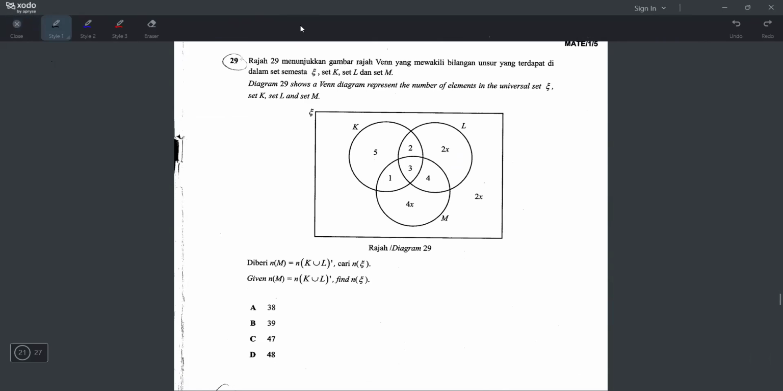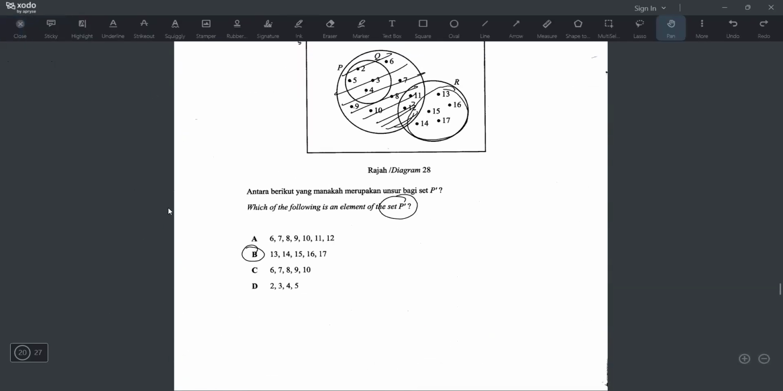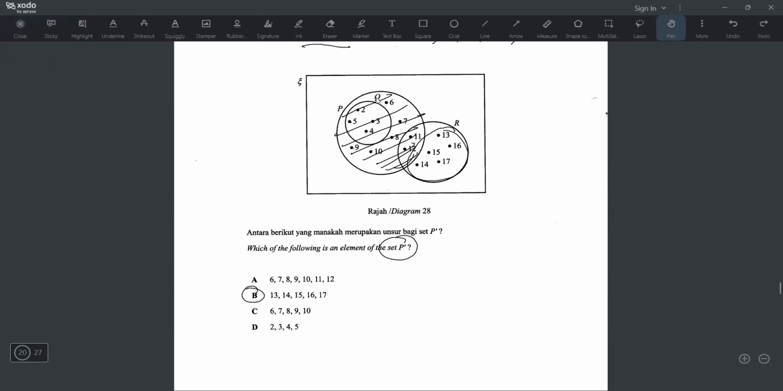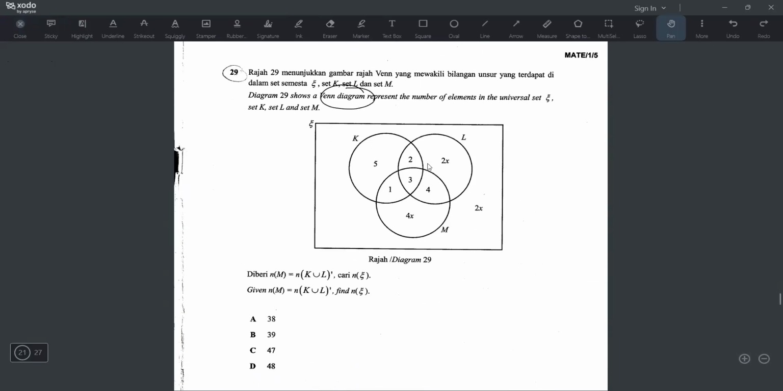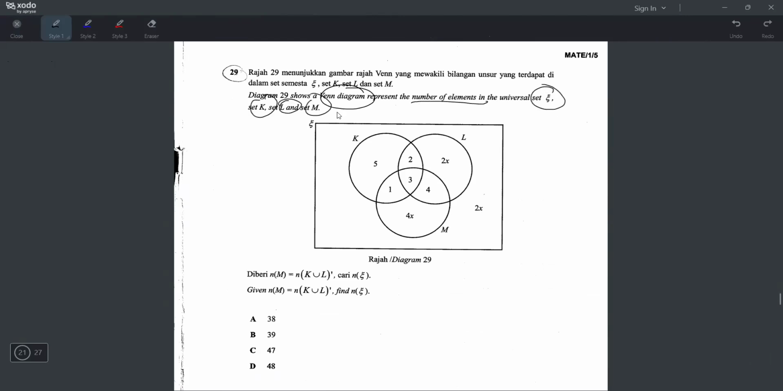Okay, let's continue. 29. Diagram 29 shows a Venn diagram representing number of elements. You remember just now when I did 28, I said if they put dots, then it's an element. If they never put a dot, that means it's number of elements. See, number of elements, in universal set KLM. So these are all number of elements. It is the number of elements, not an element. These, 5, 2, 1, 3, 4, are the number of elements.